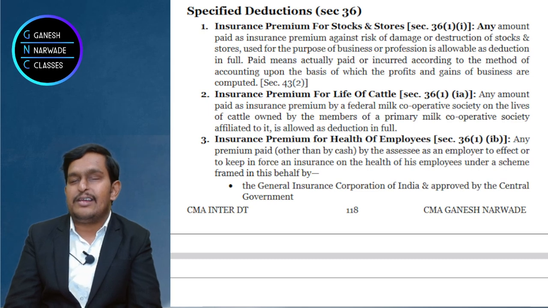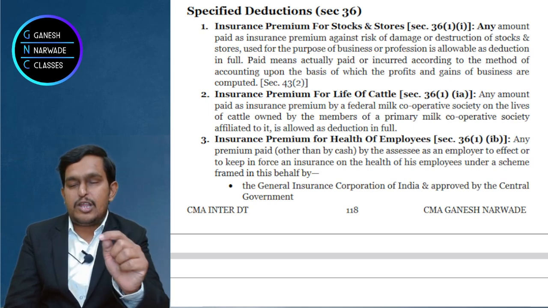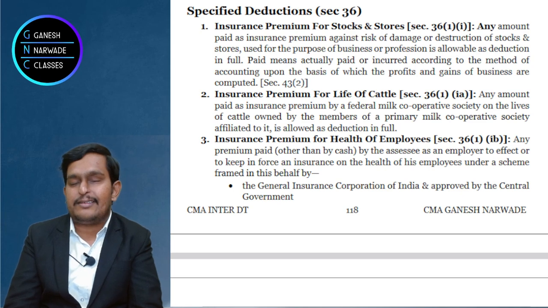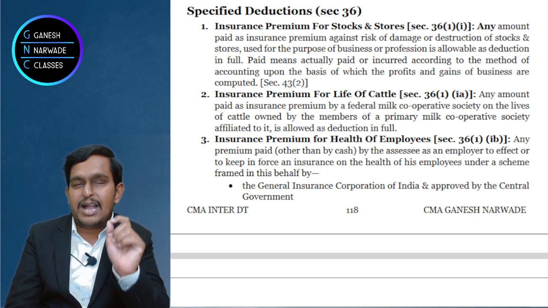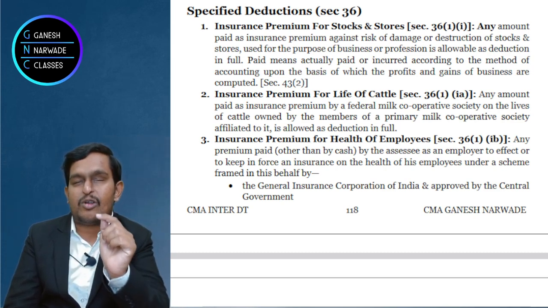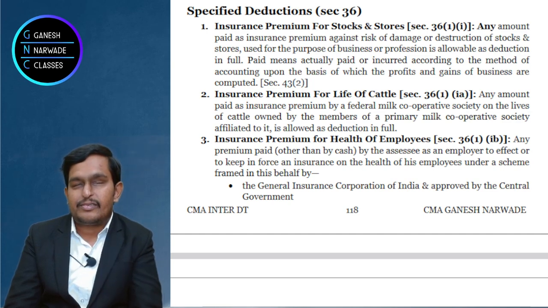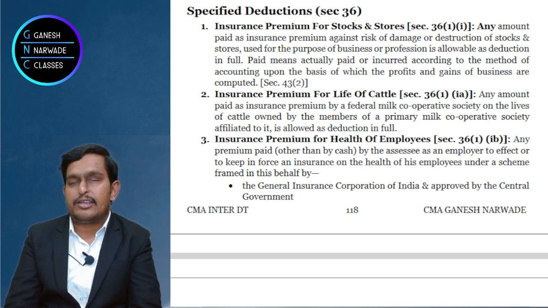So two things are very clear. One, if the insurance premium is due, it is not allowed as deduction. Clear? And second, the payment should be made through account payee cheque, demand draft, or any other electronic mode. If it is paid in cash, not allowed as deduction. Now from where should the insurance be taken? General Insurance Corporation of India, and that insurance scheme should be approved by the central government.